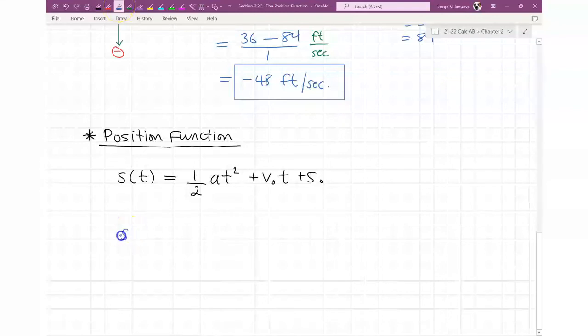S of t is the position you want. So do you want it at its highest point, at its lowest point, at 10 feet above the ground? What do you want? So S of t is the position you want. A is acceleration due to gravity.